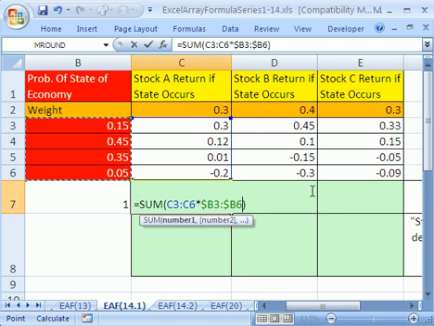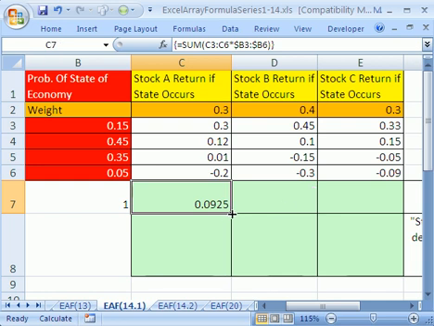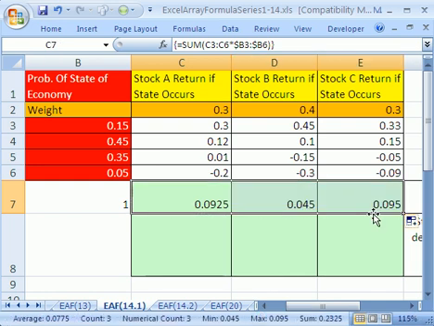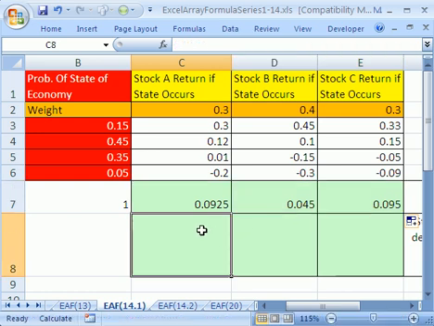And then don't forget, this is an array formula. Hold Control Shift and Enter. Then I'm going to click and drag this over. There, very quickly, we avoid a few steps and calculate our expected return for an individual stock in our portfolio. Now we want to come down here.